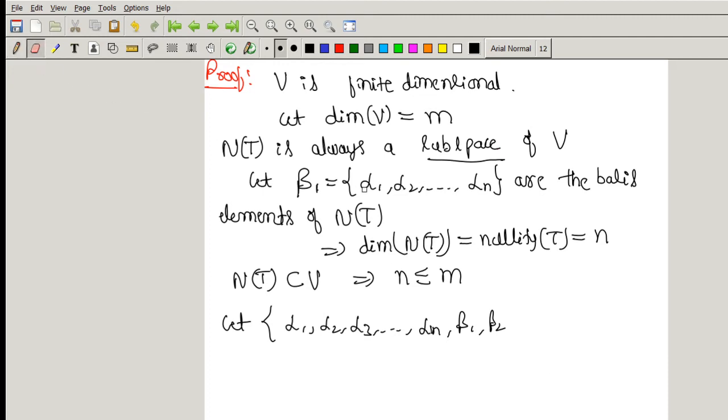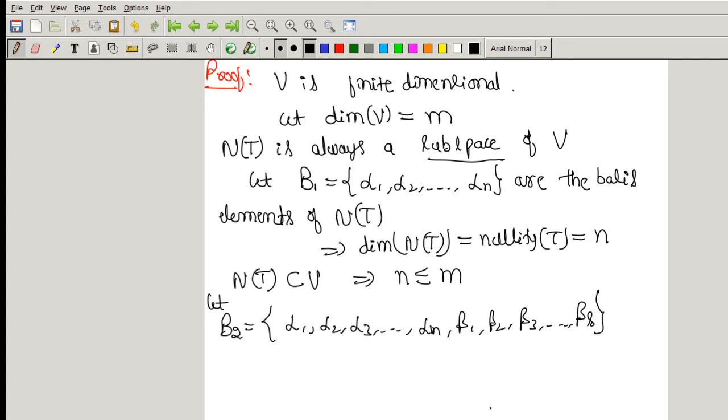So let's call this B1. Don't confuse this beta 1 with that beta 1. Okay, this is B1. Let B2 be equal to alpha 1, alpha 2, and so on up to alpha n, beta 1, beta 2, beta 3, and so on up to some beta s.